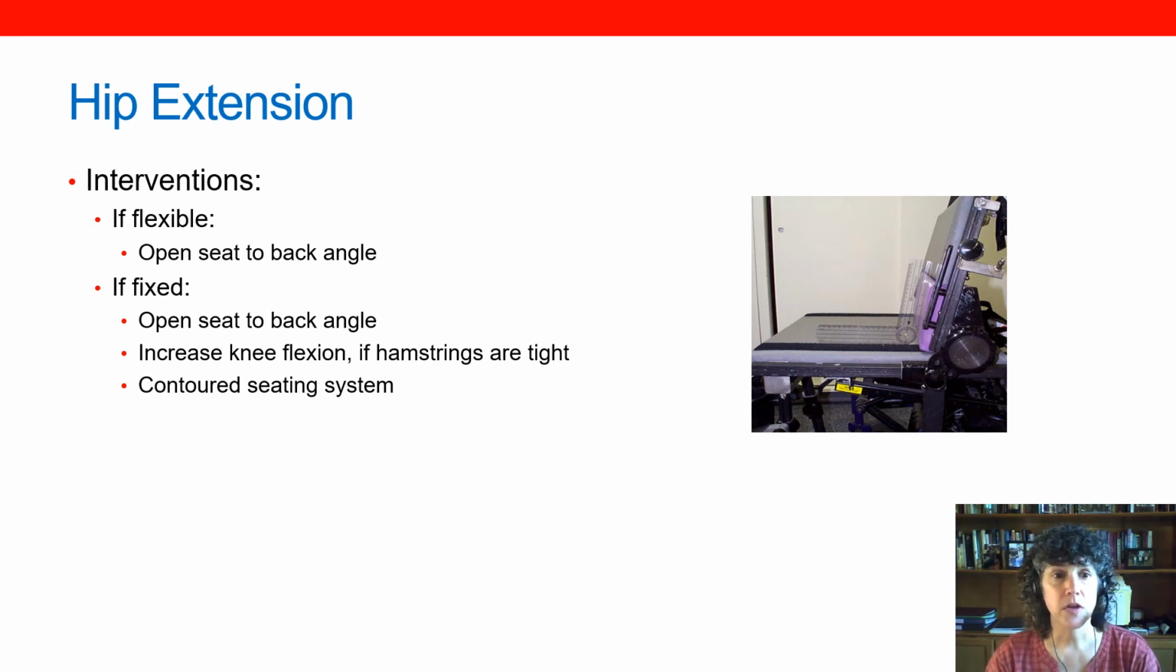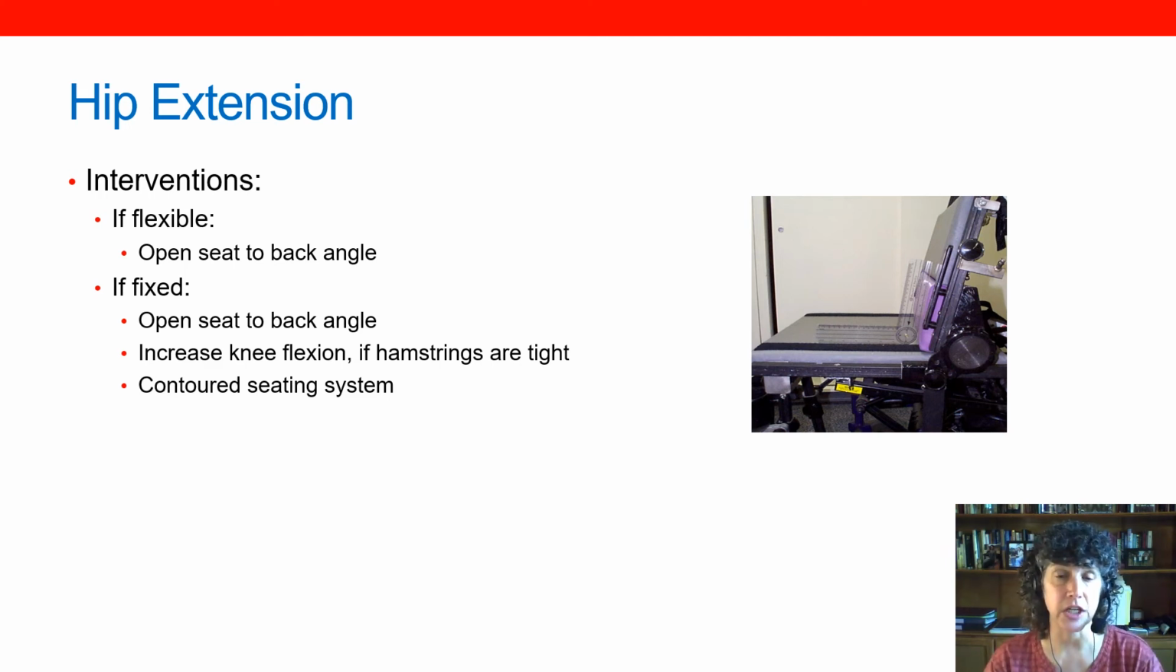So if this is flexible, someone just tends to extend a lot, but they can be corrected. You really have to look at the mat exam to decide what is the best angle to support this person at. Sometimes we do have to allow the seat to back angle to be a little more open. This is a time we often look at dynamic seating solutions as well, and we'll be talking about those in part 3 of this series.